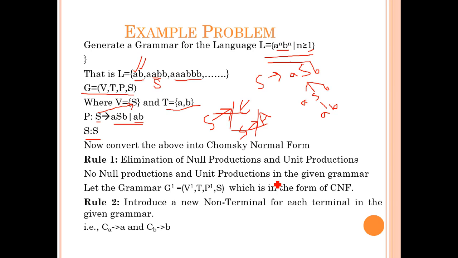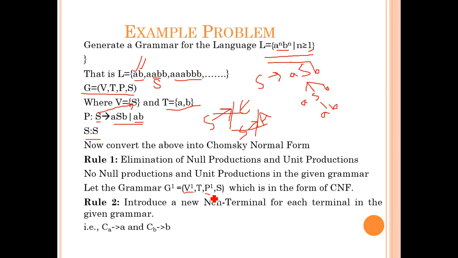Next, consider the grammar G dash is equal to V dash, T, P dash, S, which is in the form of Chomsky normal form. So, the context free grammar V, T, P, S, after converting to normal form, what are the changes you can see here? Variables and productions. Only these two are changed. The remaining terminals and start symbol are as they are. Only the changes are applicable to the variable set as well as the production set.